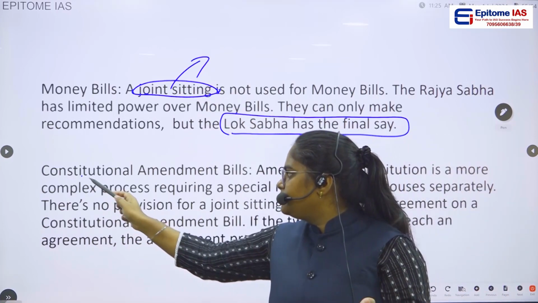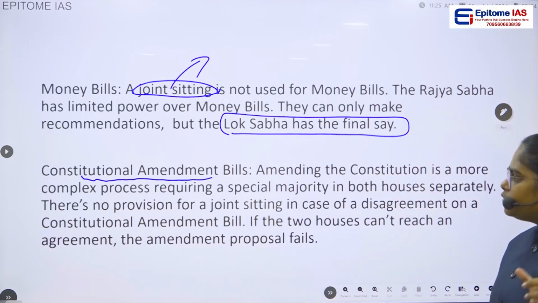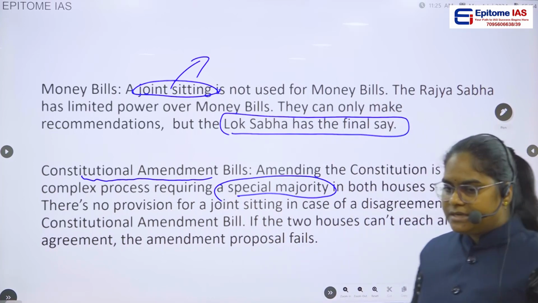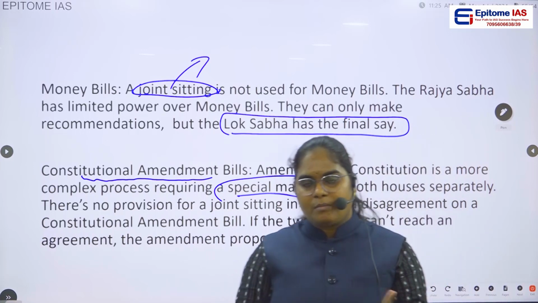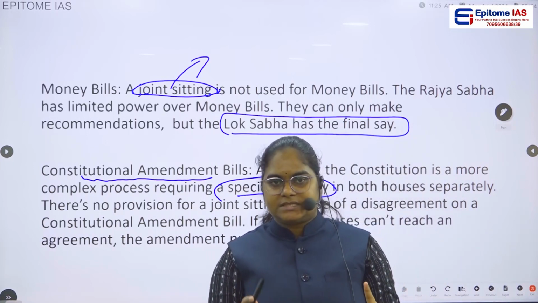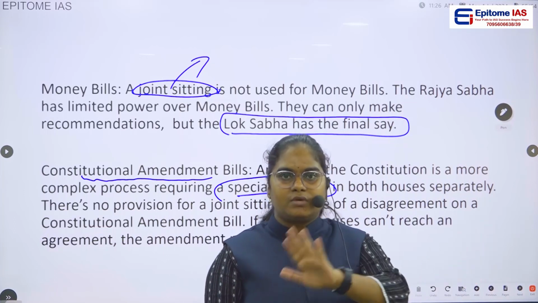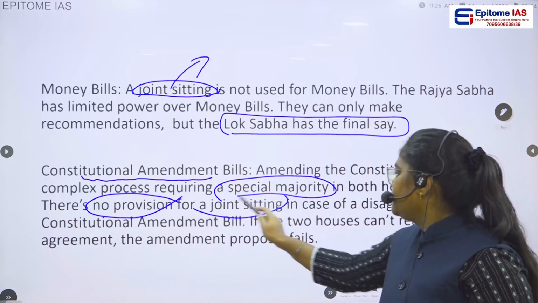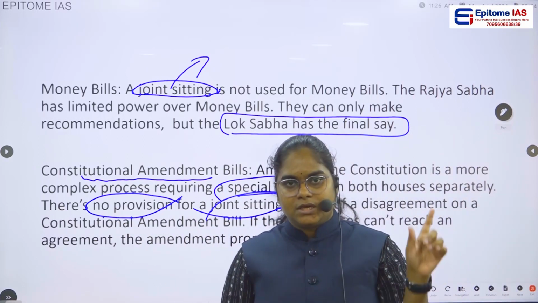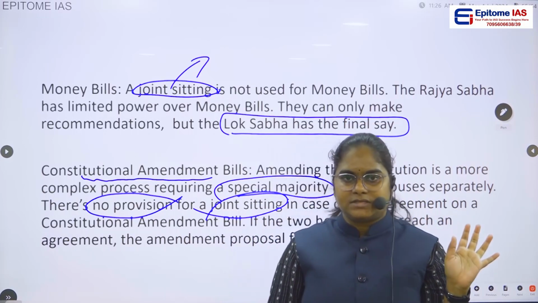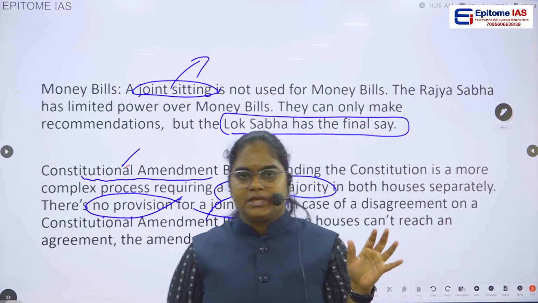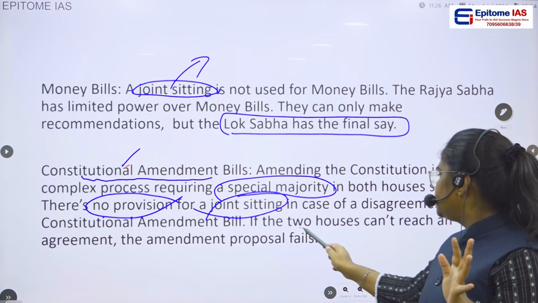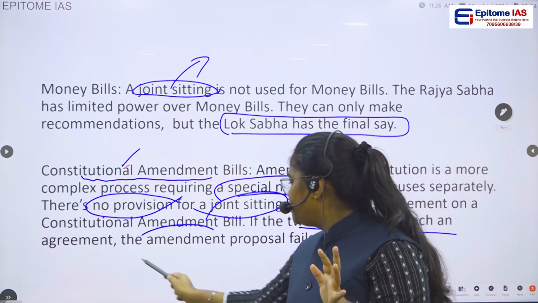Then constitutional amendment bill. Amending the constitution is more complex, requiring a special majority in both the houses separately. So constitutional amendment is one of the complicated processes. In the majority of cases, it needs special majority in both the houses, in Lok Sabha and the Rajya Sabha. So there is no provision for joint sitting. In case of a disagreement between Lok Sabha and Rajya Sabha in the constitutional amendment bill, there is no provision for joint sitting. And if the two houses cannot reach an agreement, the amendment proposal fails.